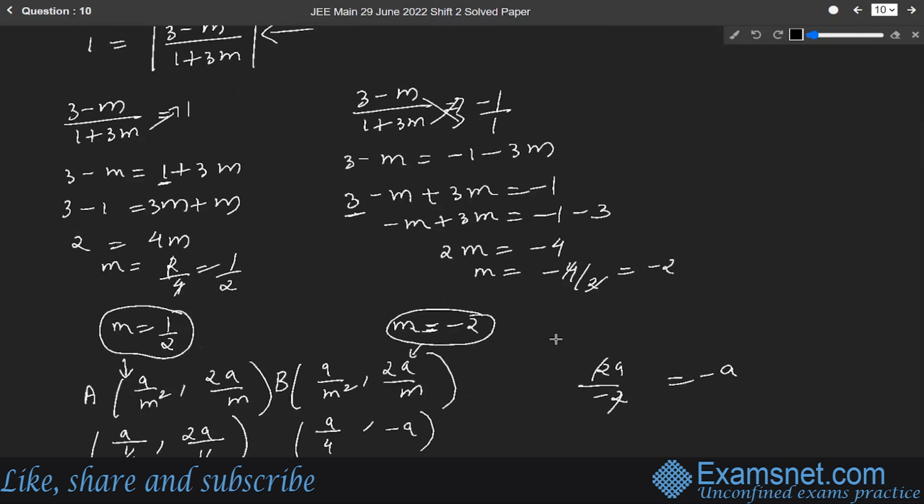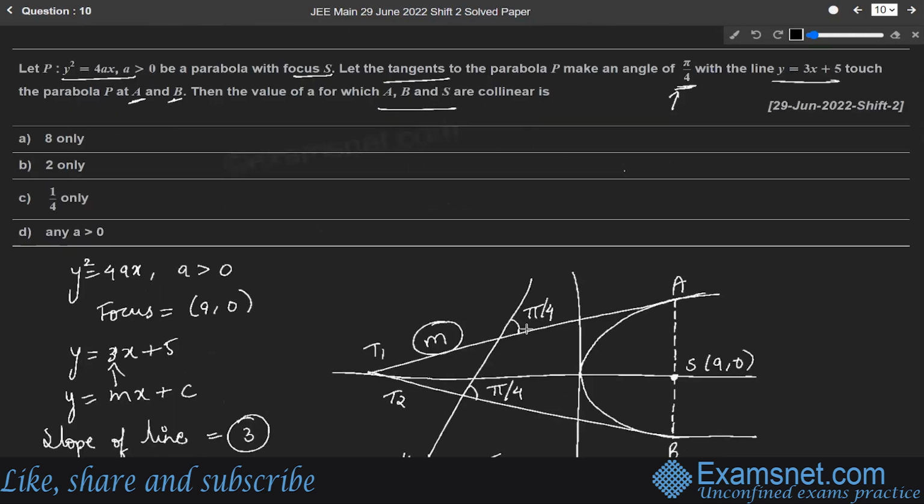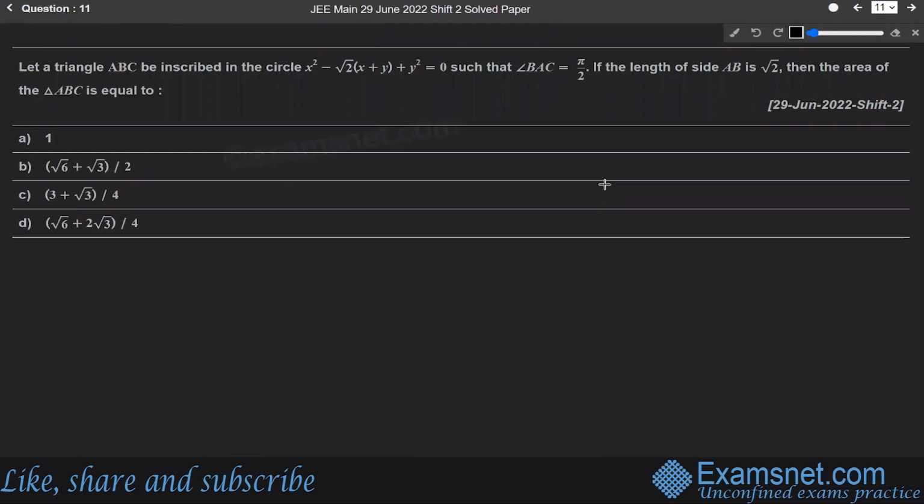So for this question, the correct option will be option D, that is any a greater than 0. We can keep any value of a, it will always be satisfied, right? So I hope you are clear with this question. Moving on to the next question.